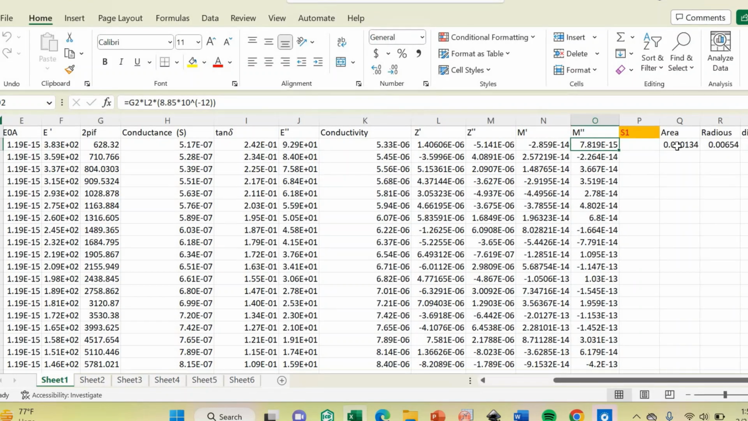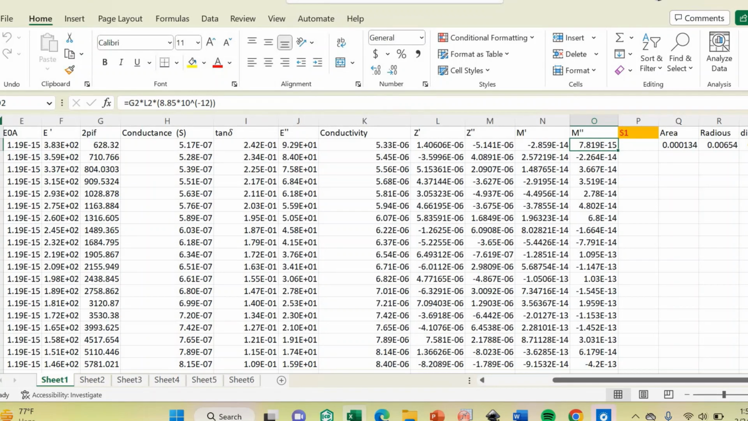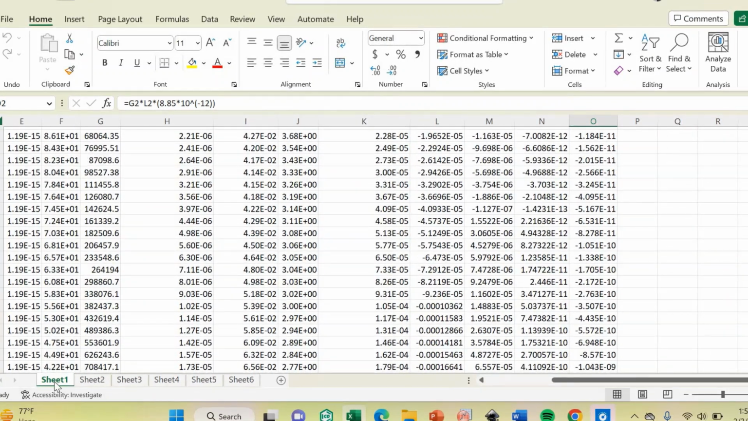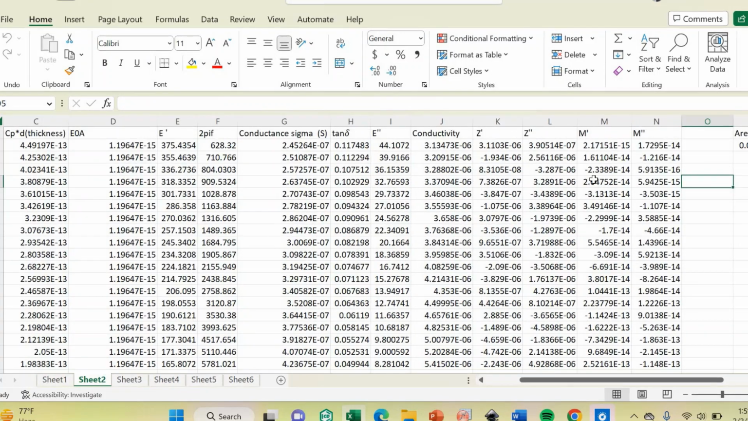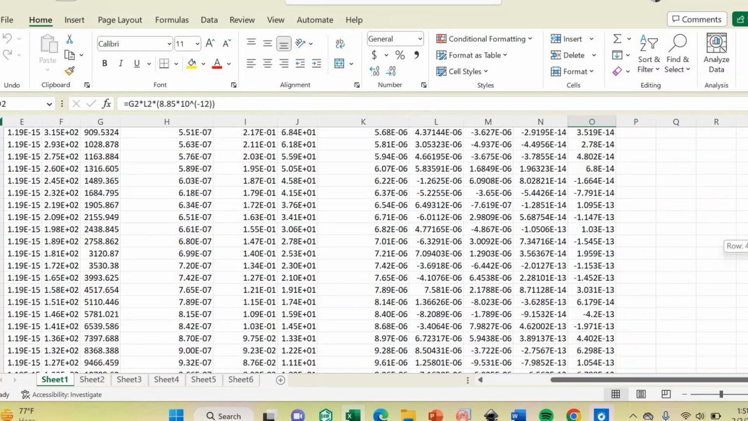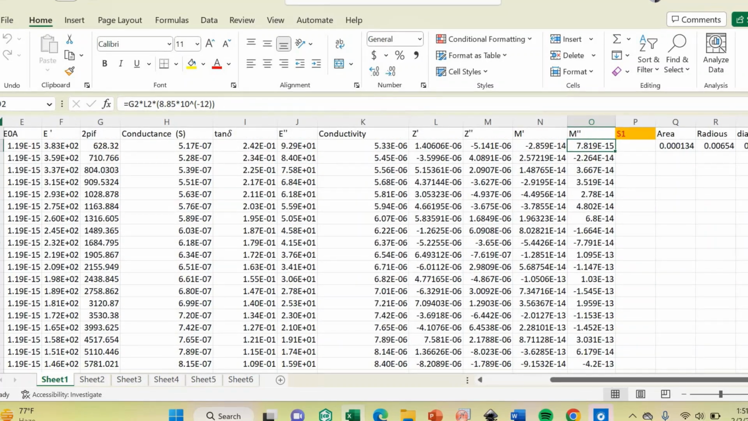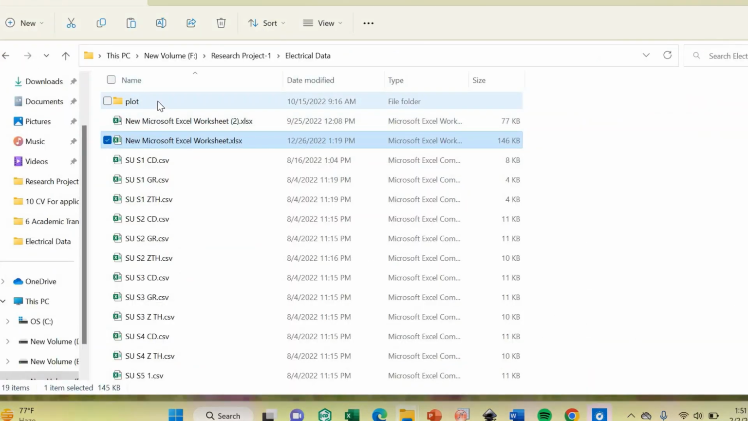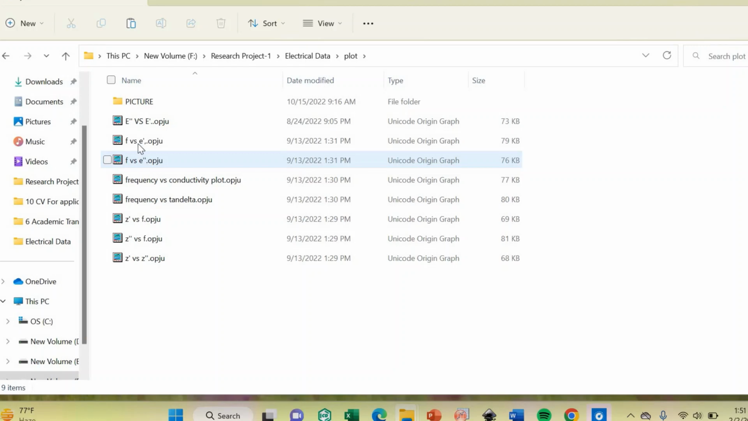Here is the pellet area. This is the radius, and this is the pellet diameter. This is sample 1, sample 2. In this way, you can calculate the other data. If you use this data, you can make a beautiful graph, which you can see here.